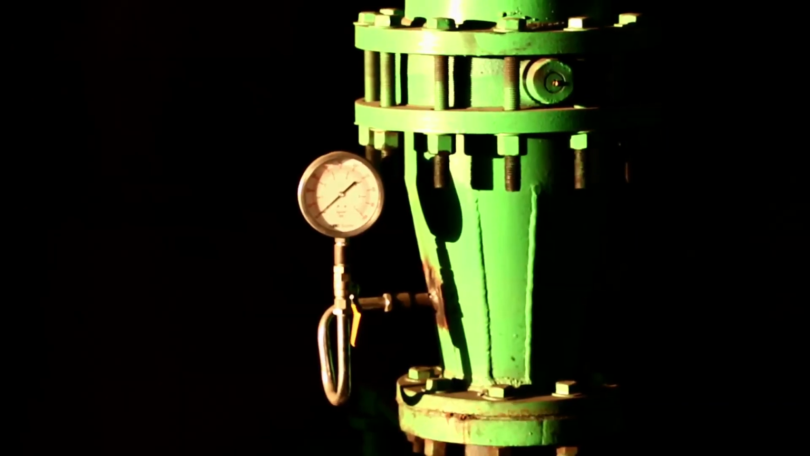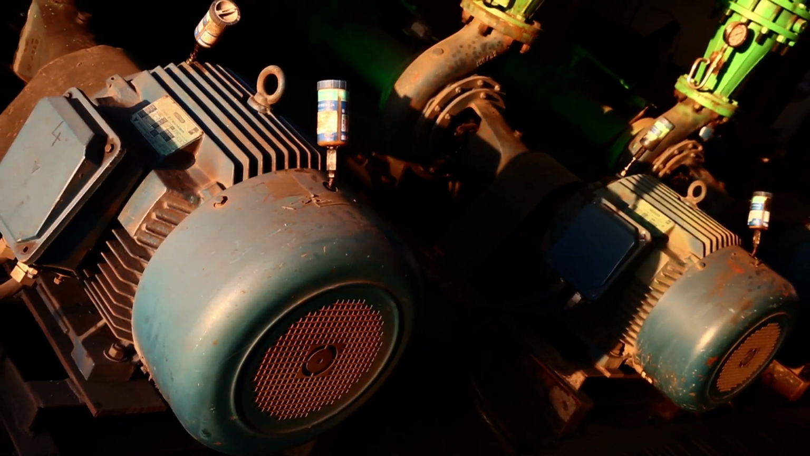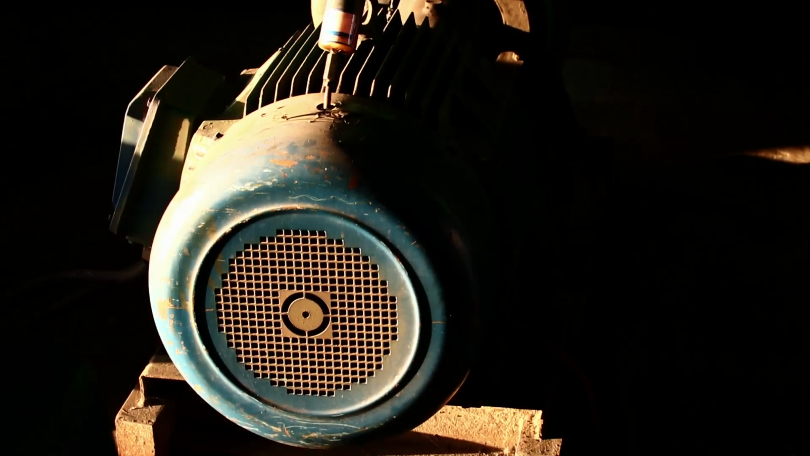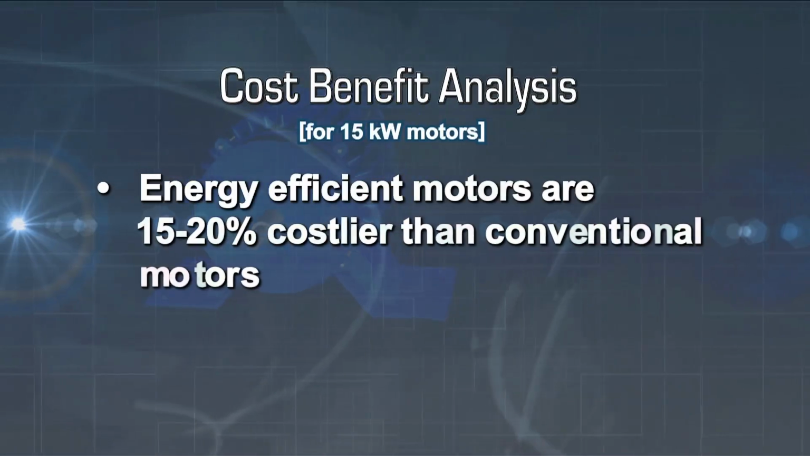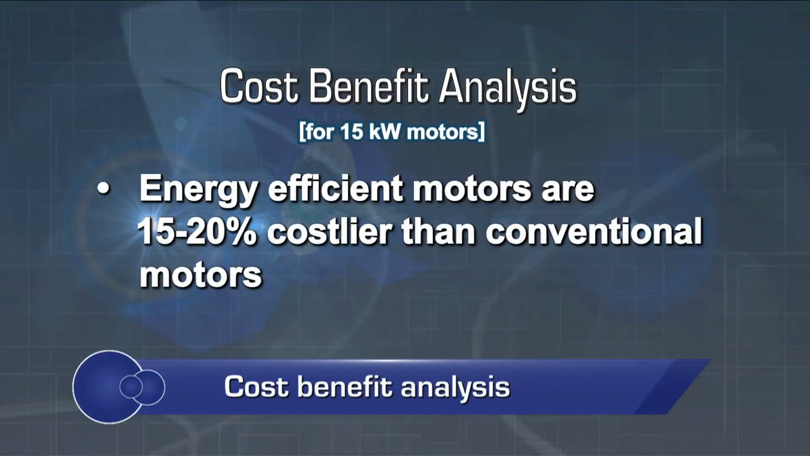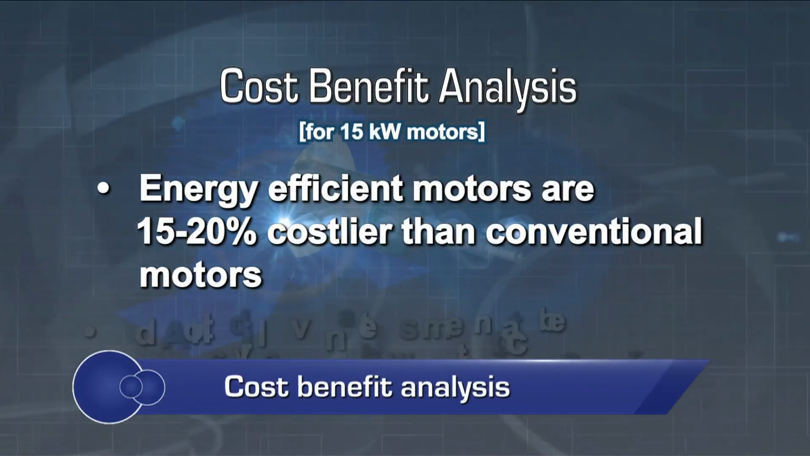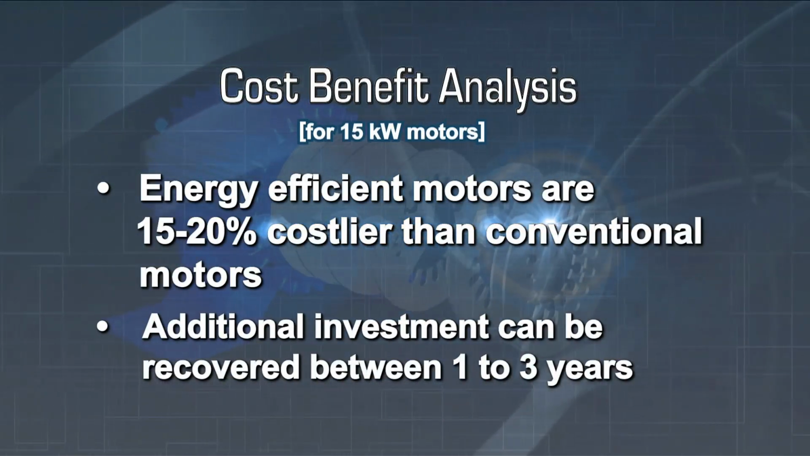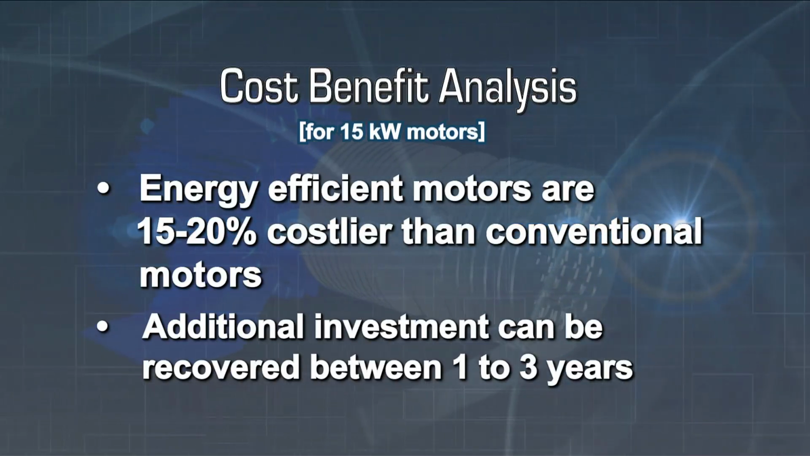When old motors are rewound more than 5 times, energy-efficient motors can be considered as an ideal replacement. Energy-efficient motors are 15 to 20% more expensive than conventional motors. However, the additional investment in energy-efficient motors can be recovered within 1 to 3 years depending on the working hours and cost of energy.